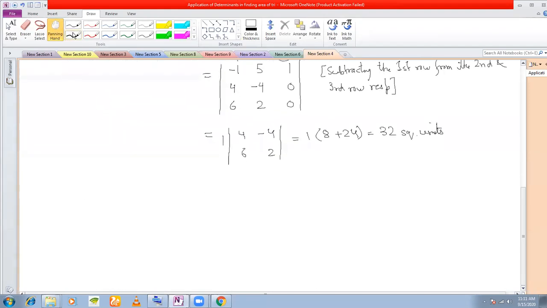Another application of this, with the help of problem 2 I'm going to illustrate, which is collinearity. If you remember, I had told you that if 3 points are collinear, that is on the same straight line, then the area of the triangle must come to 0, isn't it? You remember in class 11 I told you.